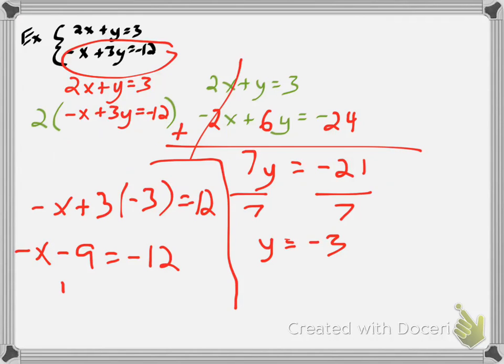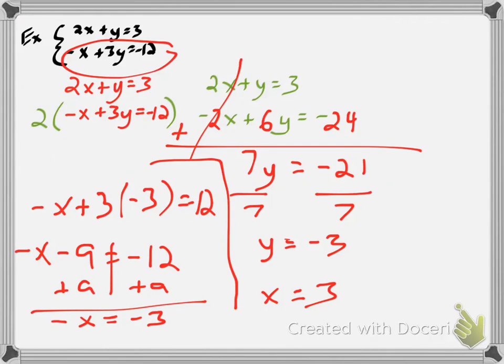Add 9 to both sides, and I get negative x equals negative 3. So x is going to equal 3. So my ordered pair is 3 comma negative 3. That's it. It's a little bit more complicated, but it's really not that bad.